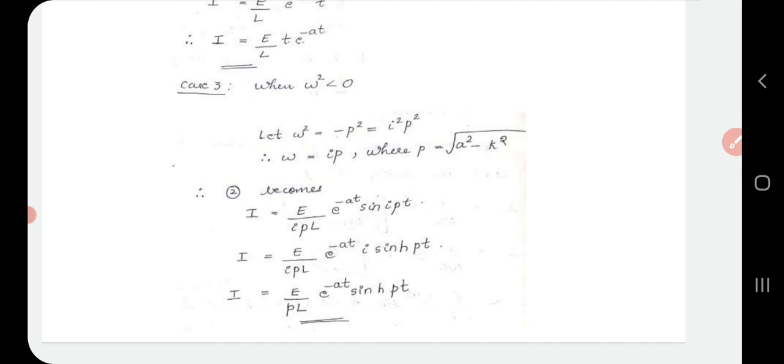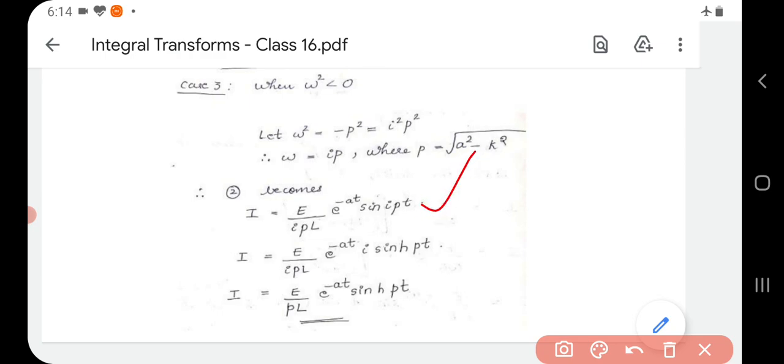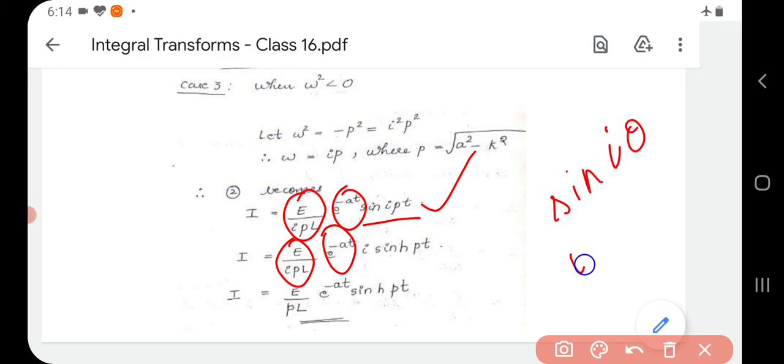Okay. Here sin of i theta is i sinh theta, that is what they have written here. This one is kept as such. This also is kept as such. Here sin ipt, that is sin of i theta, they have written as i sinh theta. Here your theta is pt. Again, i and i get cancelled. So you will have E by pL e raised to minus at sinh pt. That is the value of current when omega square is less than 0.